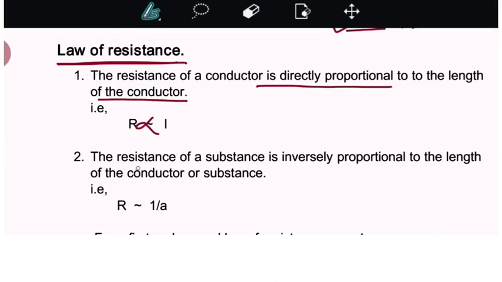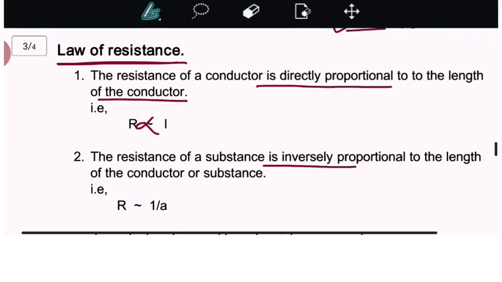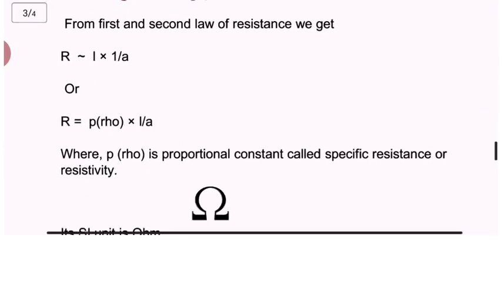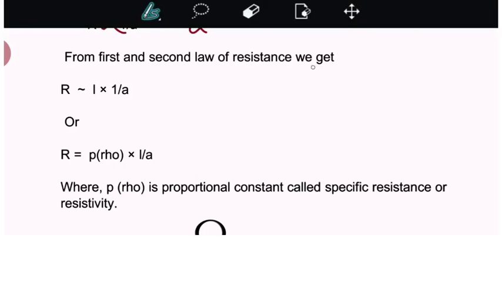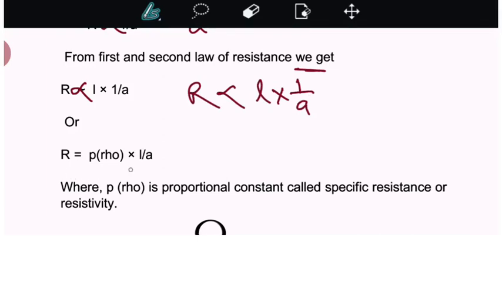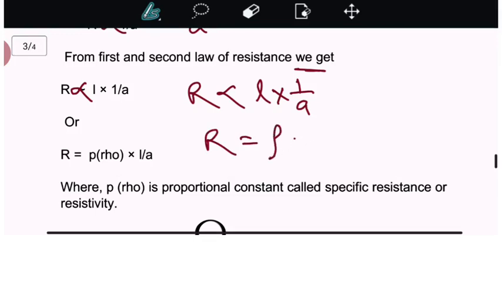And the second law: the resistance of a conductor is inversely proportional to the area of cross section, that is, R proportional to 1 by A, and that was directly proportional to L. Now, from the first and second law of resistance, we get R directly proportional to L into 1 by A. And hence R is equal to rho into L by A.